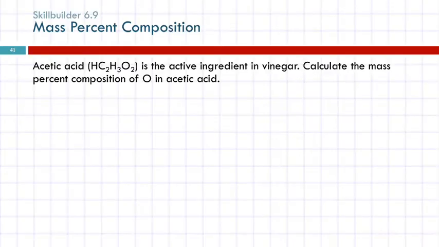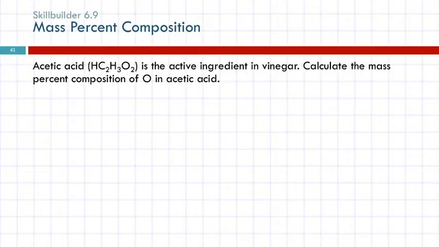So acetic acid, HC2H3O2, is the active ingredient in vinegar. Calculate the mass percent composition of oxygen in acetic acid. Now this formula looks a little funny, right, because the H's are separated. This is the acidic hydrogen, and this H at the beginning tells us that this is an acid. When we cover up the H, C2H3O2, that is acetate ion. So acetate, we change to ic, and it becomes acetic acid.